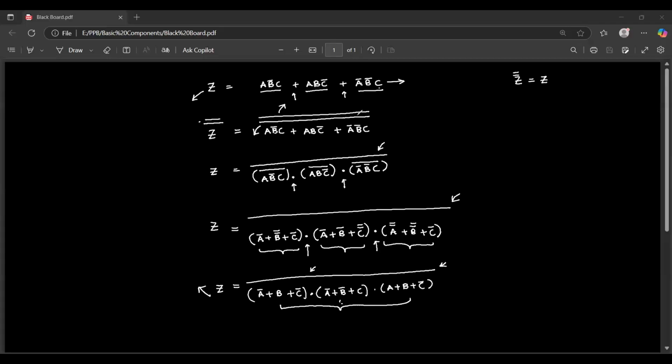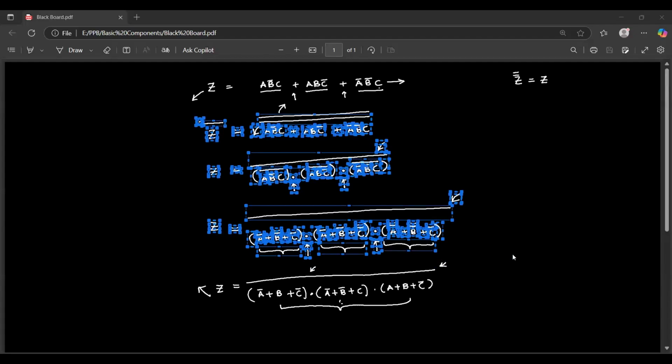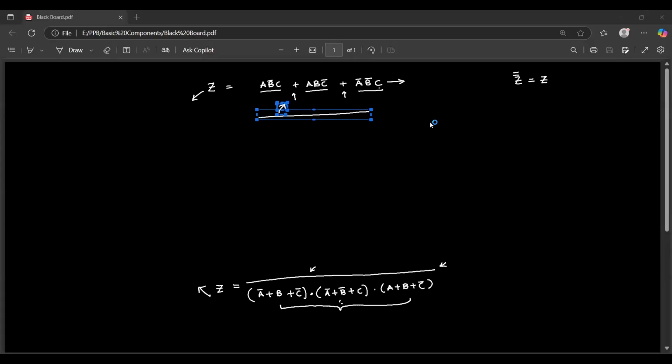So I said there is also a shortcut. That's what I'm going to teach you now. So let's remove all these things. We don't need these things.